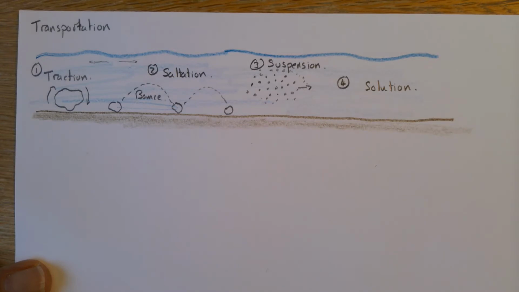Let's have some questions. When is material rolled along the bottom? Good. When it is large material, or you could also have said when there is a lower energy in the water. And what is that process called when material is transported by rolling it along the bed? Correct, well done, that's traction.